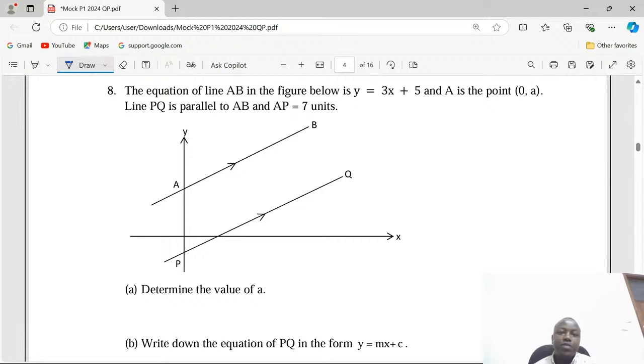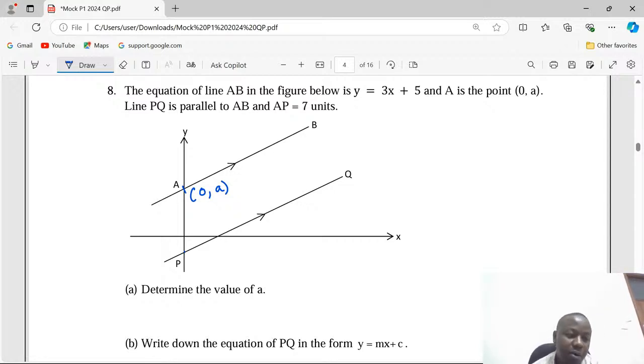The equation of line AB in the figure below is y equals 3x plus 5, and A is a point (0, a). So the coordinates of A are given as (0, a). Line PQ is parallel to AB, and AP equals 7 units. AP being 7 units means from A to where P is found, there are 7 units.